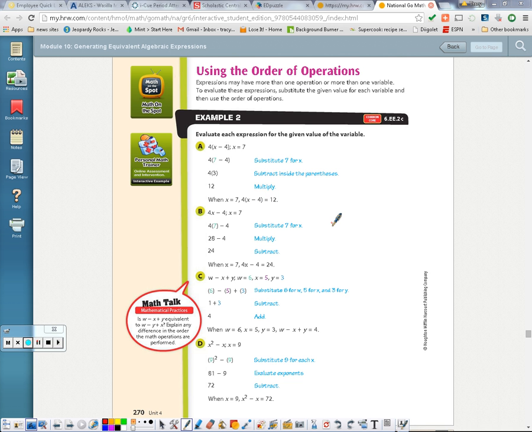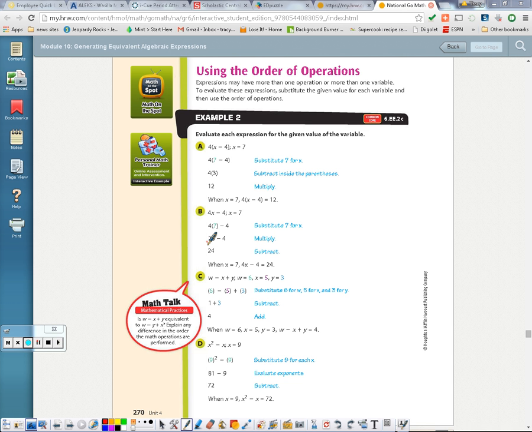So letter B, 4x minus 4, and we're going to use 7 for x. 4 times 7 minus 4. We're going to multiply first. 4 times 7 is 28. 28 minus 4 is 24.